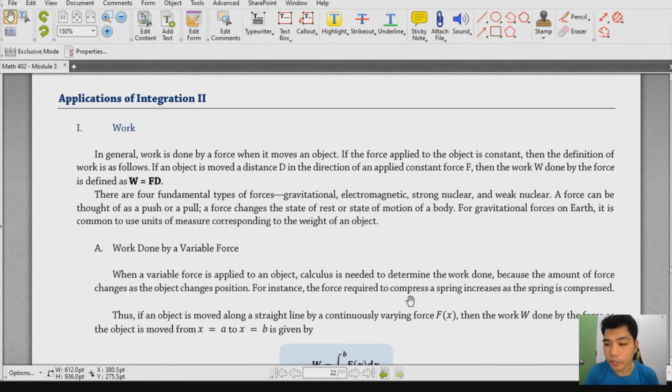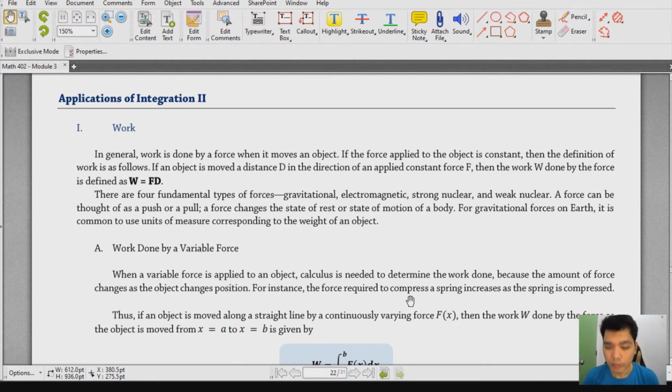When we say work, I think you already know what the definition of work is, but in a general sense, work is when you have a force and you move this force from point A to point B, then the product of these two variables will give you work. So it's like the force times distance, and that's the general concept of work.